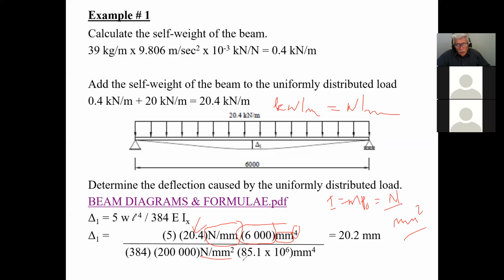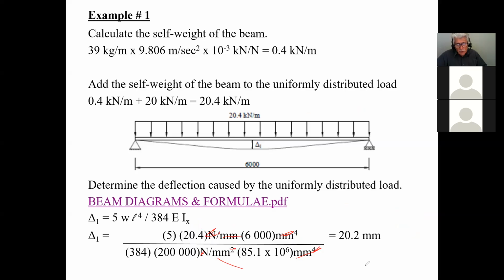That's an MPa. And of course, moments of inertia are always to the power of 4. So therefore, that cancels that. This will cancel this. This will cancel this. This will cancel this. This is in the denominator. We'll go back up in the numerator, and therefore I'm in millimeters, and that's the right unit for deflection. And therefore, if I do the math correctly, I end up with a deflection of 20.2 millimeters here. So the first deflection caused by the uniformly distributed load is 20.2 millimeters.